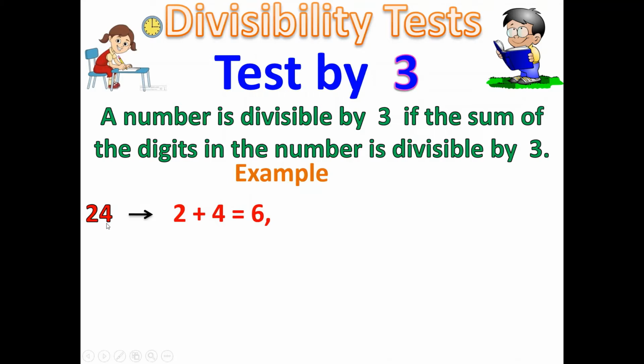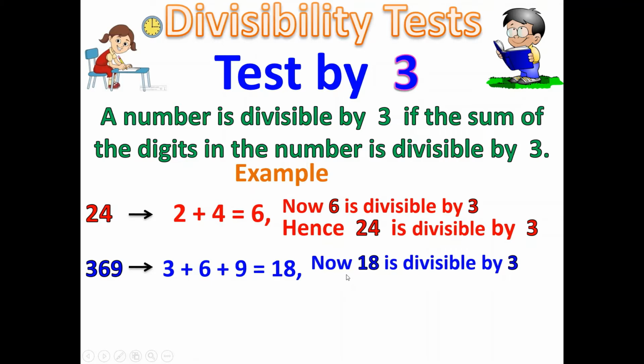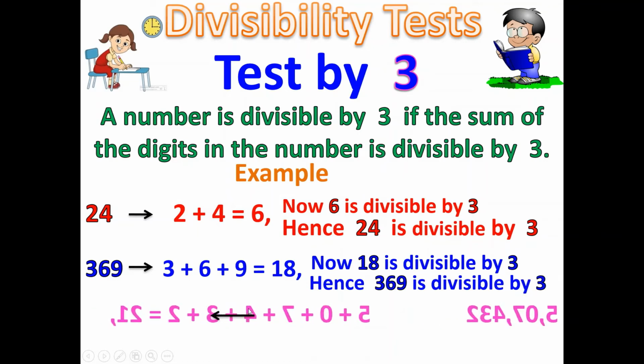That is 24. Now 24, we will add the digits. 2 plus 4 is equal to 6. Now 6 we can see in the 3 table, so it is divisible by 3. Hence 24 is divisible by 3. Now we go on to another example. 369. Now we have to add the digits. 3 plus 6 plus 9 is equal to 18. 18 is divisible by 3, so 369 will be divisible by 3. Hence 369 is divisible by 3.